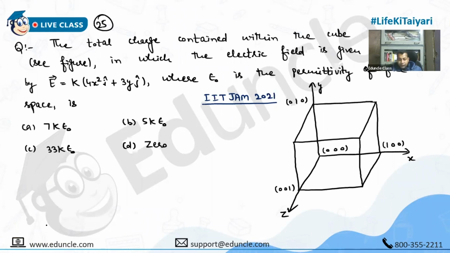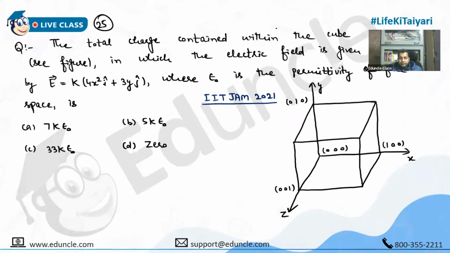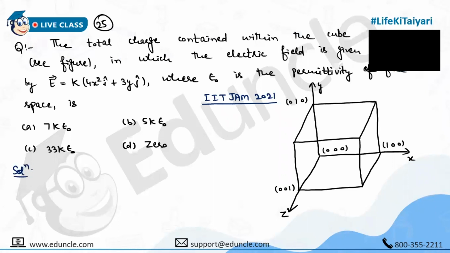This one is a fresh one, 2021. So who will tell me how to solve it? We can use del dot E equal to rho by epsilon. Then that would give me rho, that is charge per unit volume. Then we can do a volume integration.